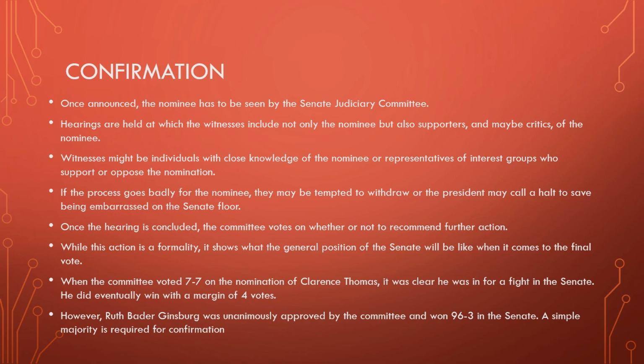So as you can see, it was a really, really controversial appointment to the Supreme Court at the time. On the other hand, Ruth Bader Ginsburg was unanimously approved by the committee, and then she won 96-3 in the Senate. So as you can see, it's kind of a litmus test. It tells you where it's going to go in the Senate, and if you lose the Senate Judiciary Committee, the president may lose confidence in you, and you may be removed from the race anyway.